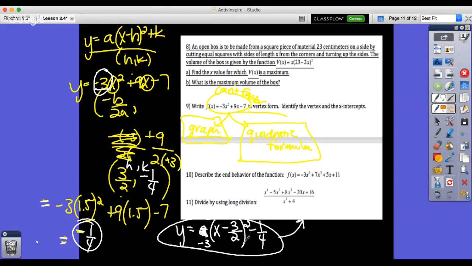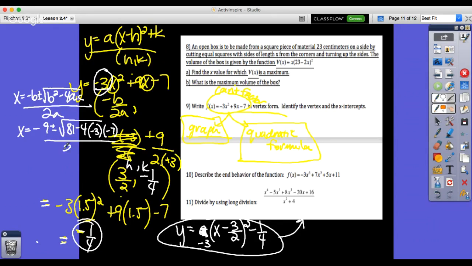So x equals negative b plus or minus the square root of b squared minus 4ac, all over 2a. So x equals negative 9, right? Plus or minus the square root. What's b squared? 81. Yep, that's exactly right. Minus 4 times a, which is negative 3, c is negative 7, and then all over 2 times negative 3.